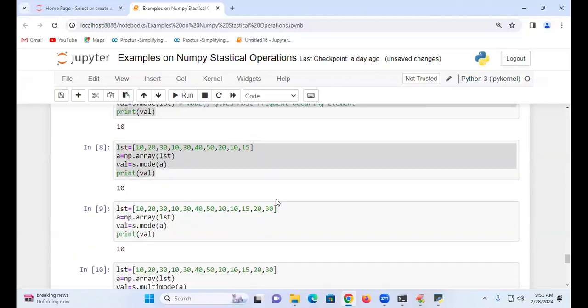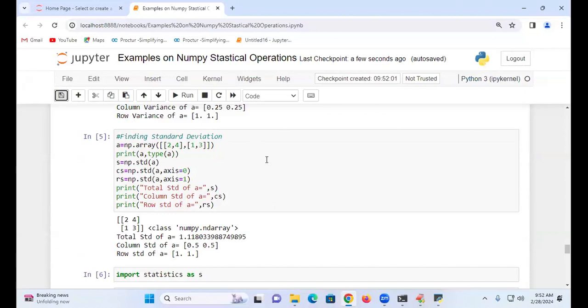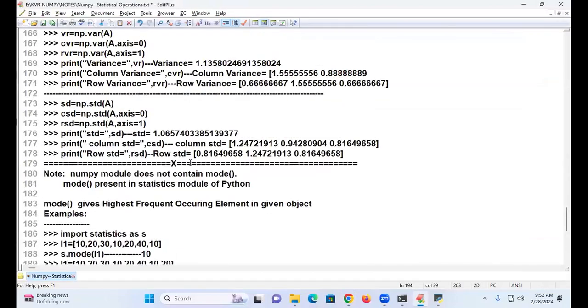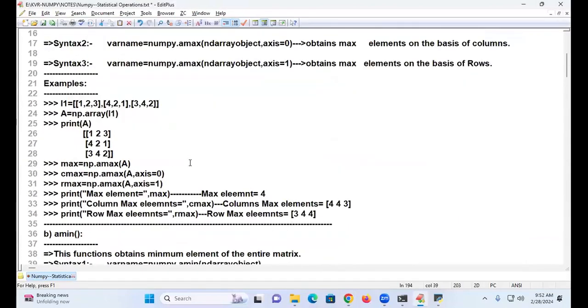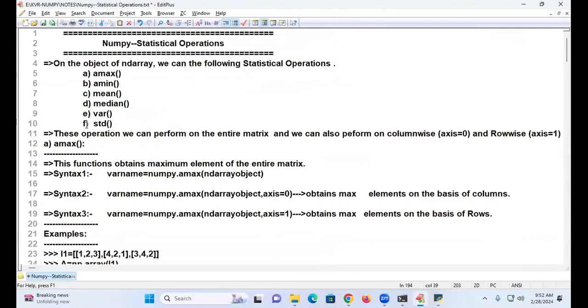Now this is called what? Statistical operations. How many statistical operations? Tell me all of you. 6. Number 1, A max of, A min of, and so on. Do you have mode operation here?